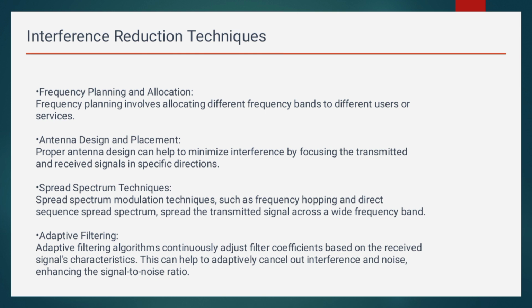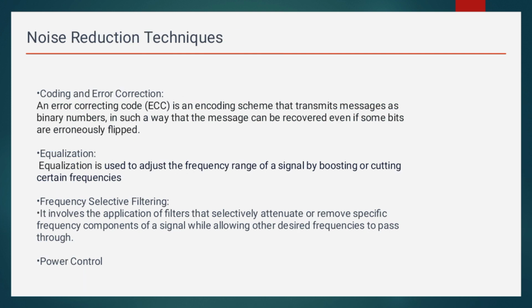Now the next slide is noise reduction techniques. First we will discuss coding and error correction. An error correction code, or ECC, is an encoding scheme that transmits messages as binary numbers in such a way that the message can be recovered even if some bits are erroneously flipped.